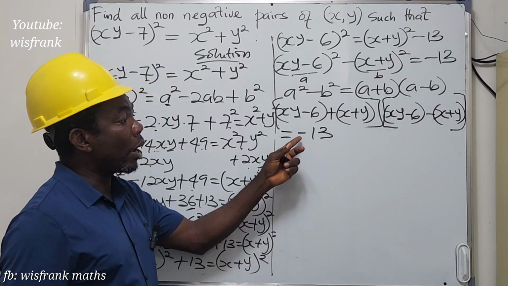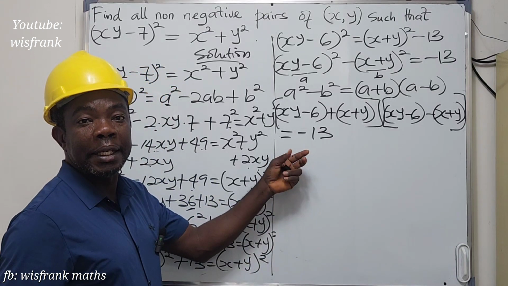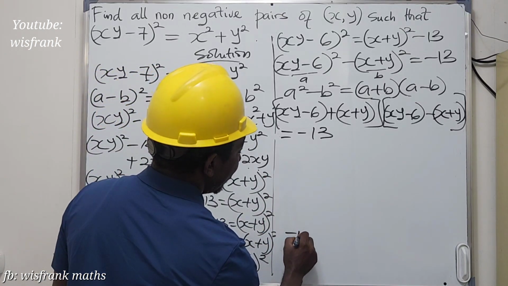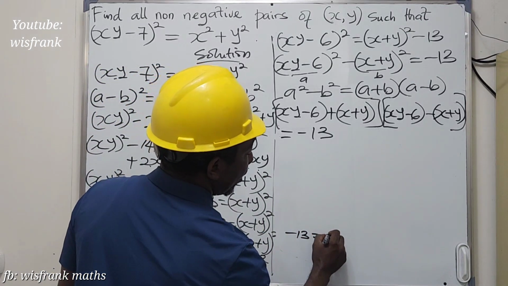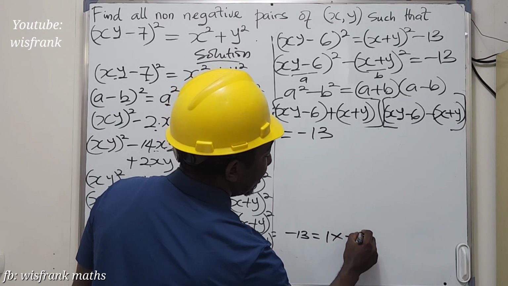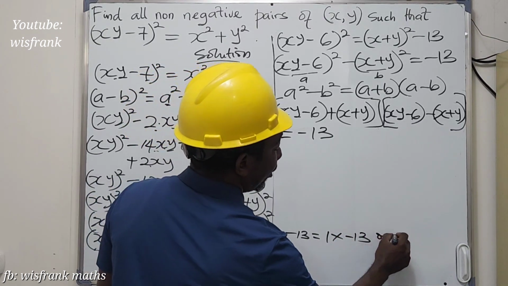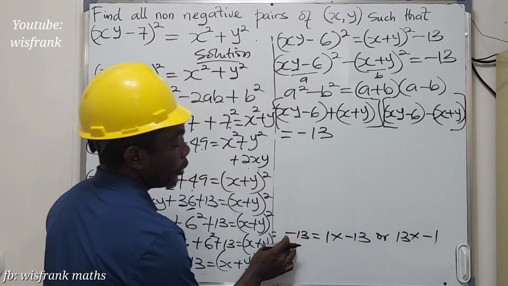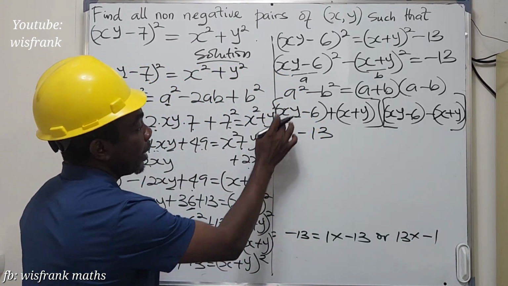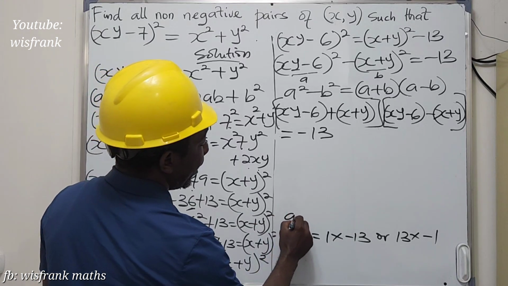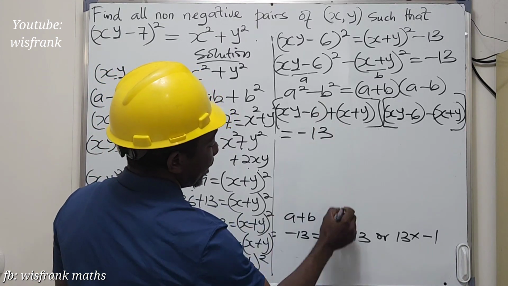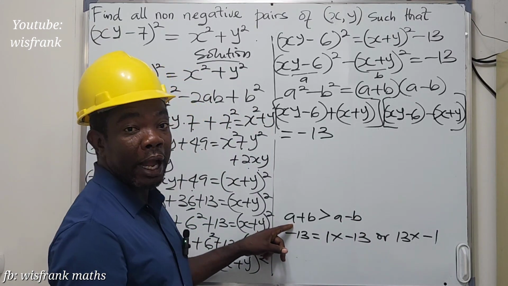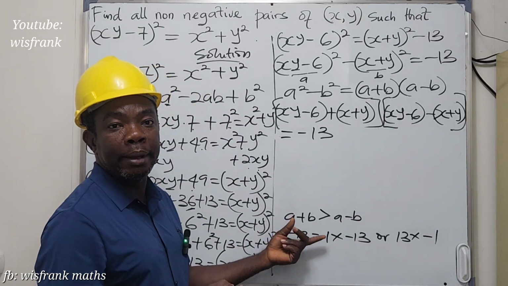But in this case, we are going to make the minus 13, their product, equal to these two brackets. That means minus 13 will be equal to 1 times minus 13, or we have minus 13 as 13 times minus 1, which will give us minus 13. So in this case, this equation is in the form a plus b, which is greater than a minus b. So anytime we have a plus b, it is always greater than a minus b.